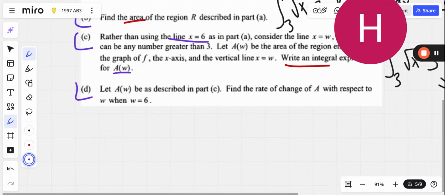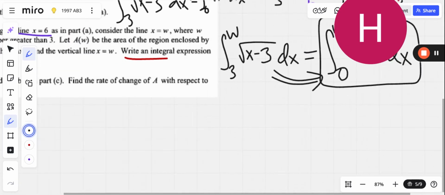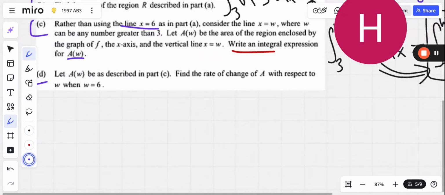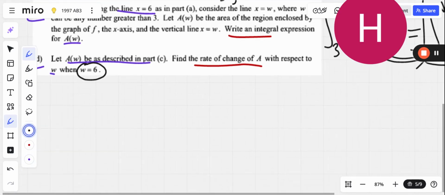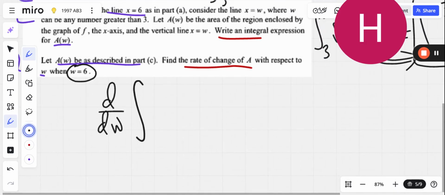Now, part D, let A of w be as described. So I'm going to choose to call it this one here, the second one. You can choose whichever one you want. Find the rate of change of A with respect to w when w equals 6. So we want the derivative with respect to w of the integral from, let's say, 0 to w minus 3 of the square root of x dx.